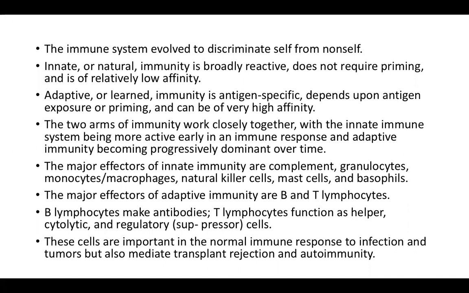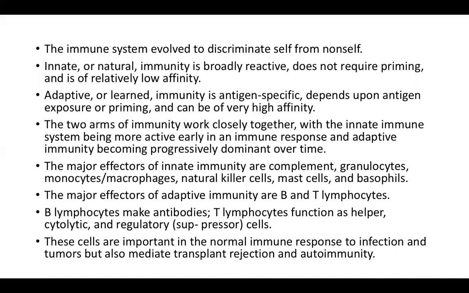But adaptive immunity, or learned immunity, is antigen specific. So that depends upon the antigen exposure, also called priming. And this has a high affinity. For example, now you are exposed to an antigen called cholera. So that antigen will boost your immunity. So tomorrow when cholera comes in, generally you may not get it.